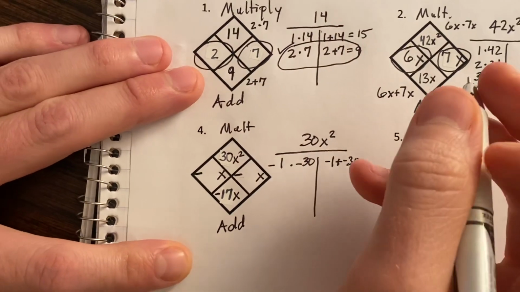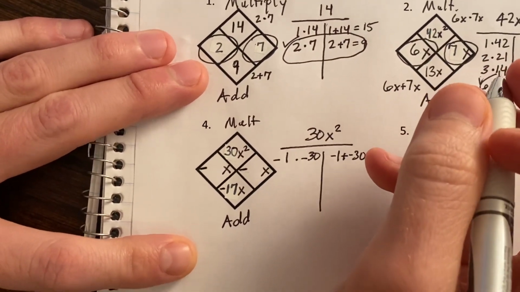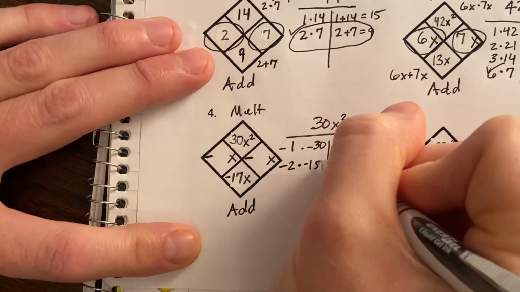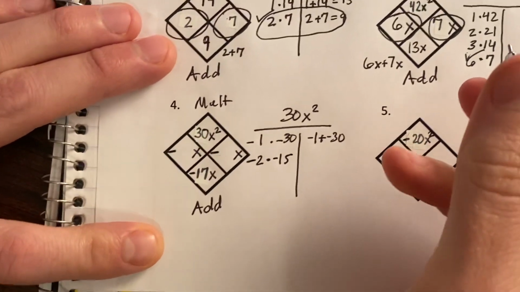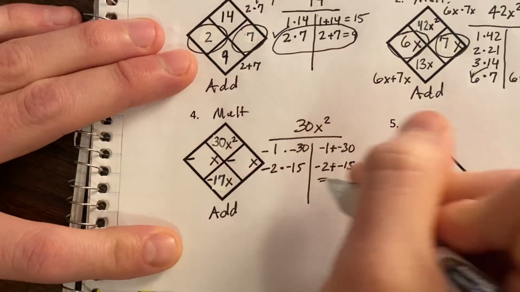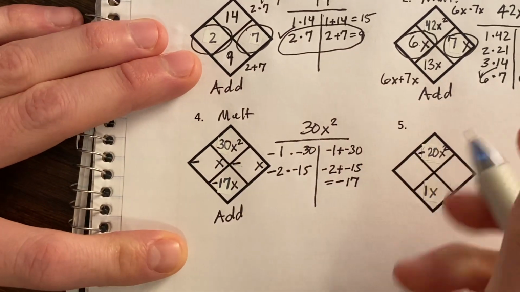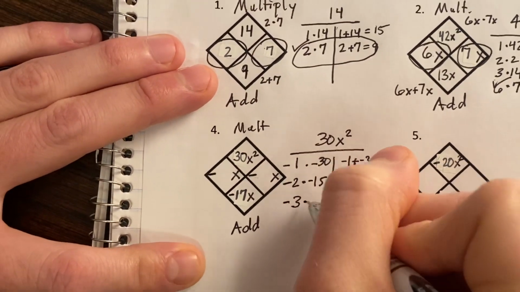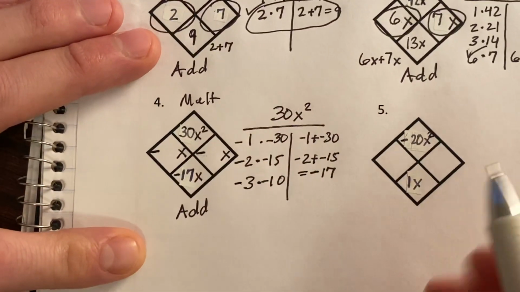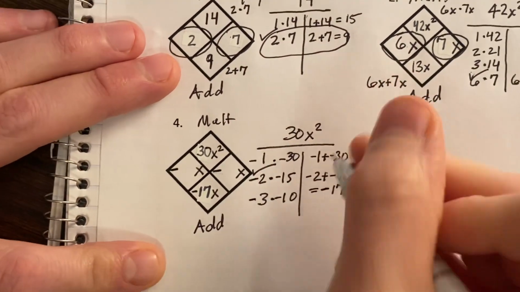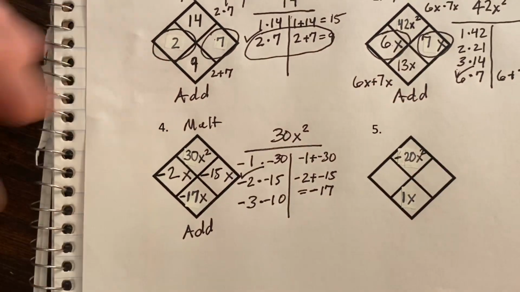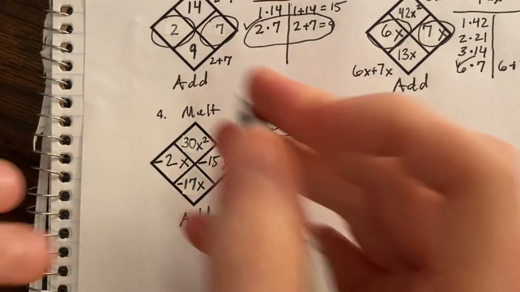Let's try another one. Well, does 2 times something give us 30? Well, -2 times -15, that gives us 30. Let's see if we add these. Does that give us -17? Yeah, it does. Now, you could keep going if you didn't see that right away. -3 times -10, that doesn't add to that. You could keep going, but we already know that we have our answer. -2x, -15x. Okay? And that's how you do it. Here are our answers.